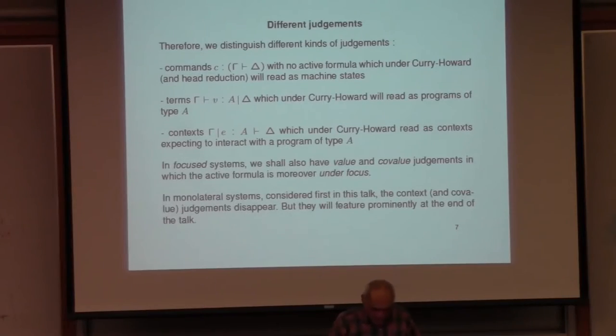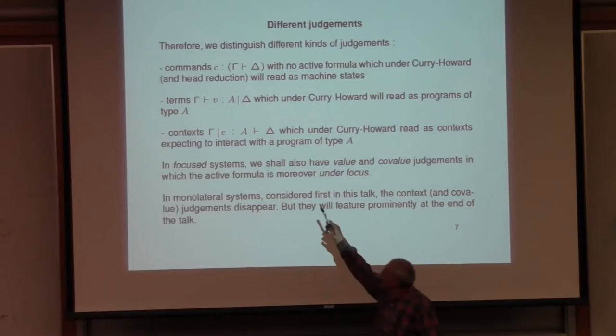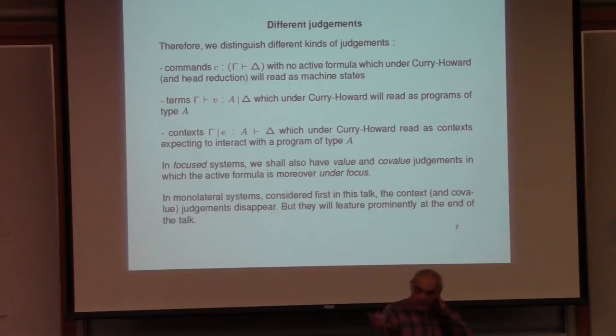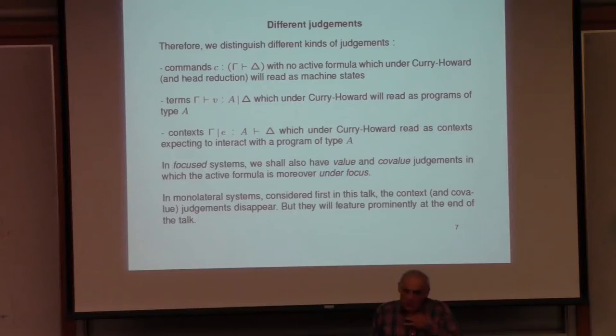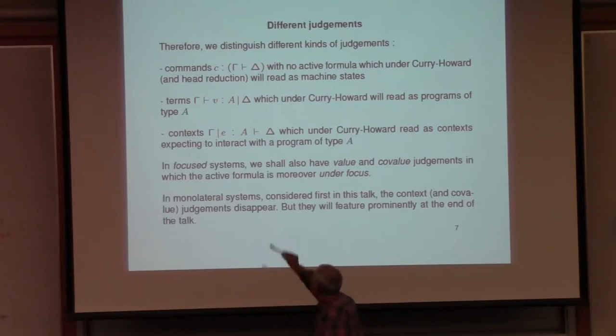So, like a command. And then you will have terms of type A on the right, which look like the familiar lambda terms, or the familiar terms that we have seen in both Bob's and Franz's lecture. And symmetrically, we will have contexts, which you have to read as: E is a context expecting in its hole a value of type A. So the type of the context is not the type of the resulting term obtained by filling the context, it's the type of the hole of the context.